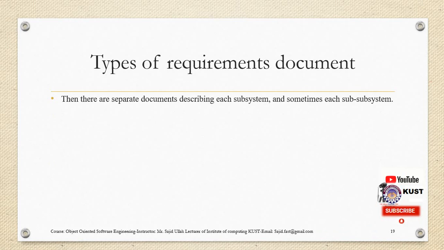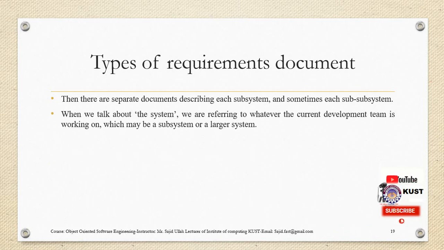Requirements documents for a larger system are normally arranged in a hierarchy of levels. There is a top-level document describing the overall system. A subsystem document, however, describes how the subsystems interact with each other.